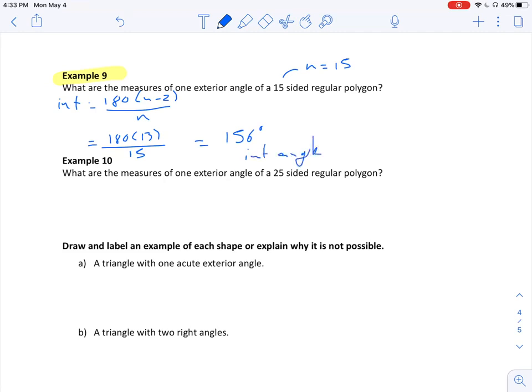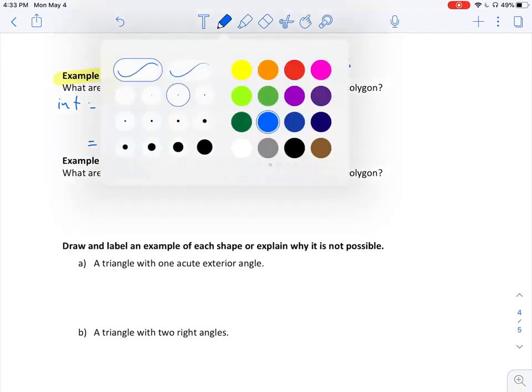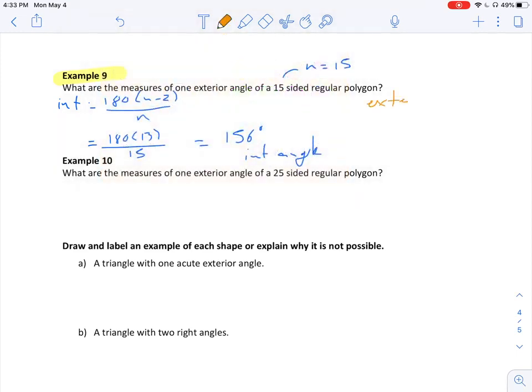The individual interior angle. If I want to find the exterior angle, I change this up a bit. Exterior angle, I'm going to take 180 because I know it's a supplementary angle. 180 minus 156 is going to give me a value of 24 degrees. Right, so this means that one exterior angle is 24 degrees.